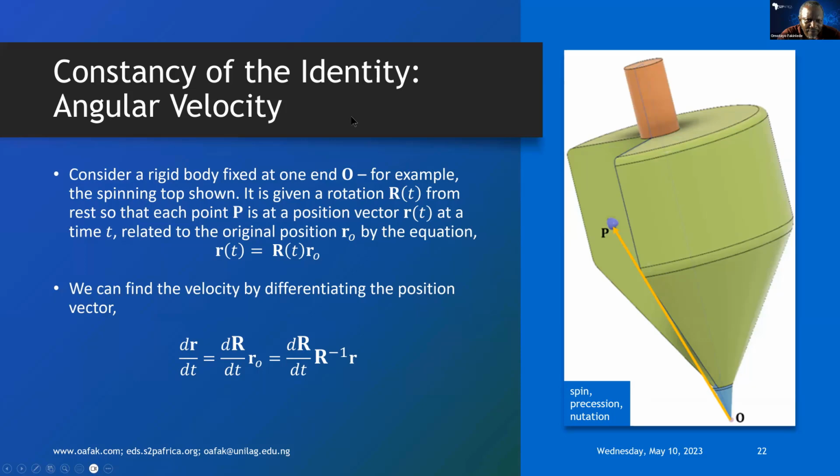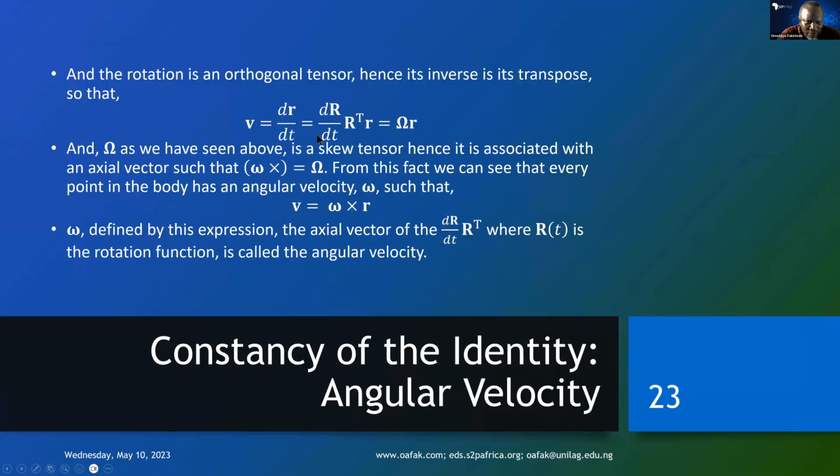So r inverse is the same thing as r transpose, and this product gives us the tensor we said must be skew. We call it omega. And if it is skew, it has an axial vector. When it has an axial vector, we call the axial vector omega. And then instead of saying omega r, we can say omega cross r, showing that there must exist an omega, and we call that omega angular velocity.